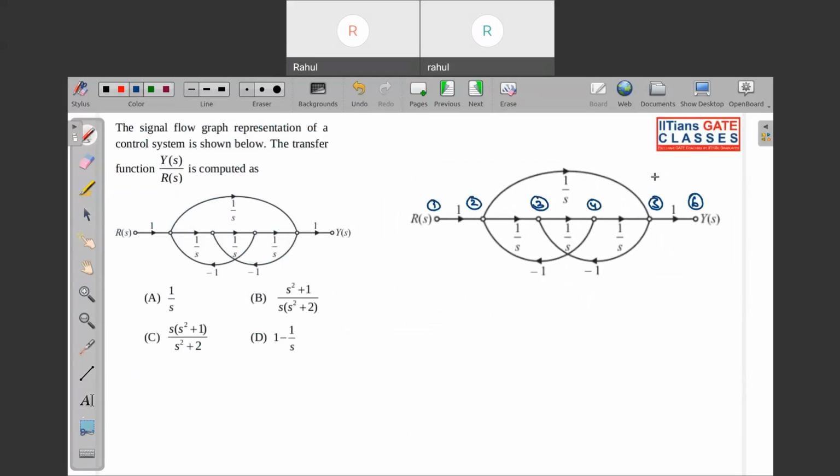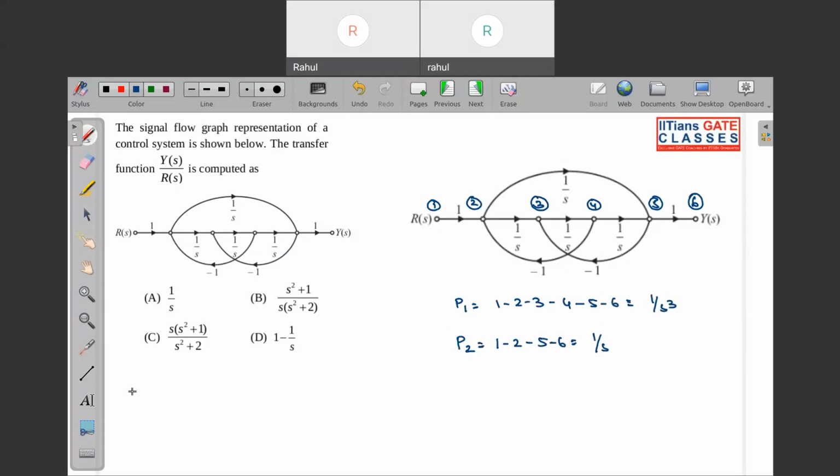Okay. So now if you check over here, so you can see 1, 2, 3, 4, 5, 6 we have. Okay. So if we want to calculate the forward path, so forward path P1 is 1 to 2, 2 to 3, 3 to 4, 4 to 5, 5 to 6, and the forward path gain is 1 by S cube. Another forward path we have from 1 to 2, 2 to 5, then to 6. So that is what? 1 by S.